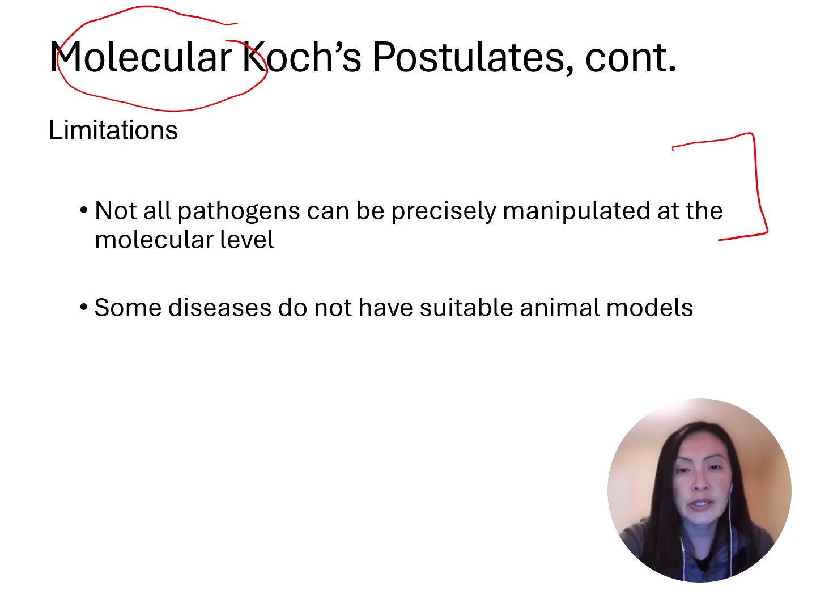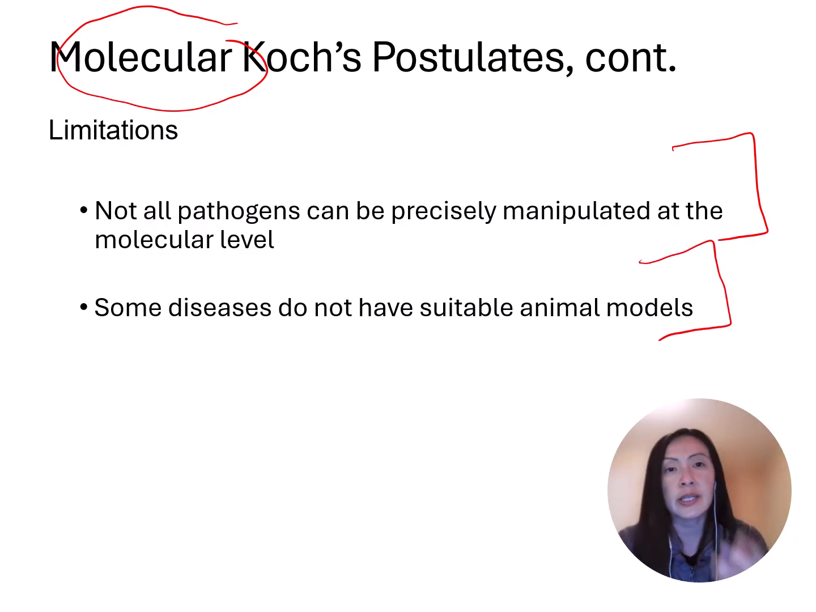Also, some diseases don't have suitable animal models, again, like HIV. HIV only infects humans, so there's no standard animal model that can reproduce the full spectrum of AIDS symptoms. So this makes it impossible to test certain virulence gene knockouts or satisfy the molecular Koch's postulate that requires disease reproduction in the host.